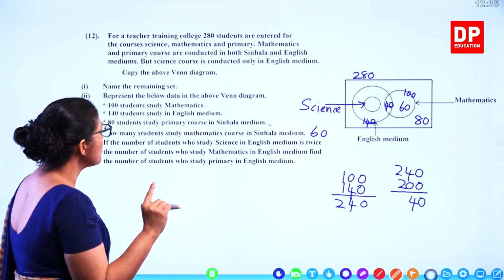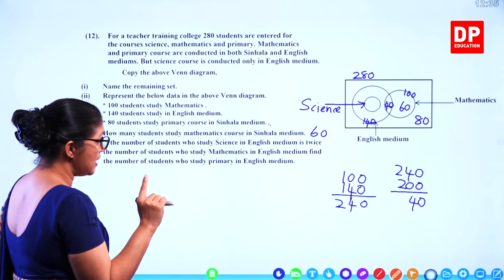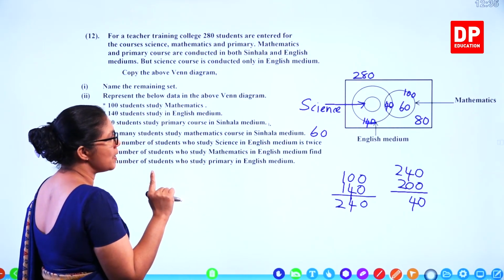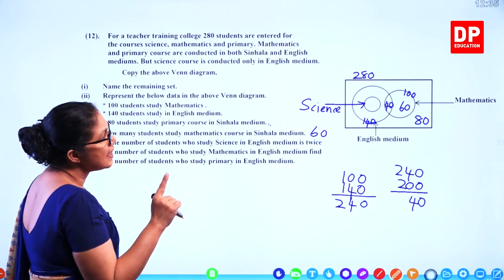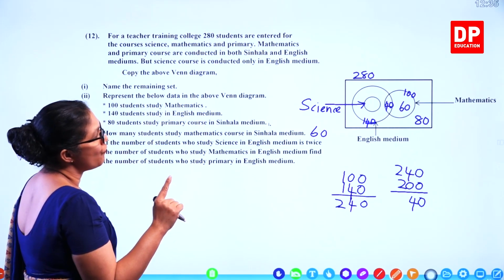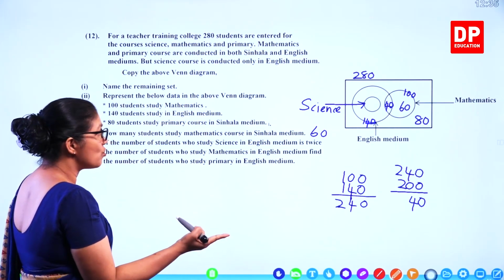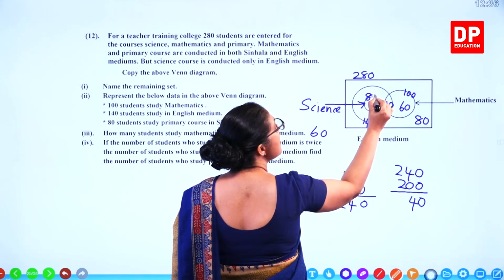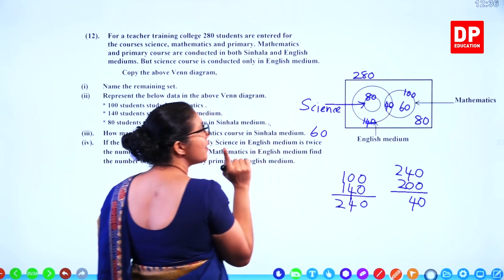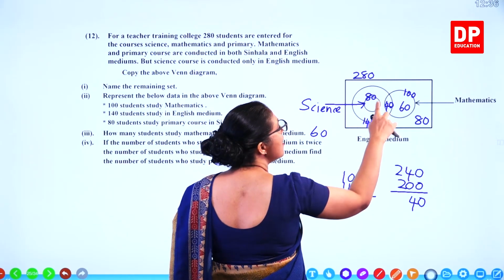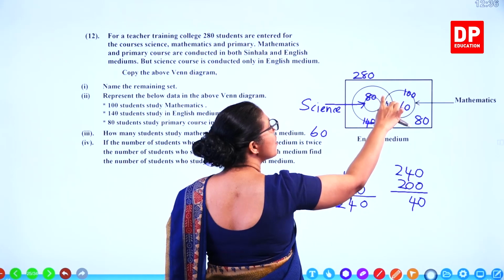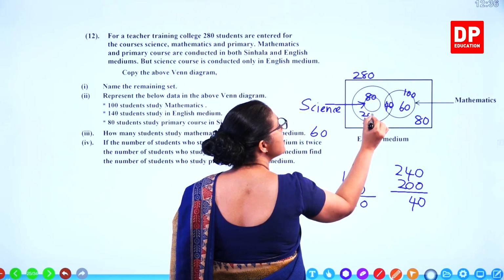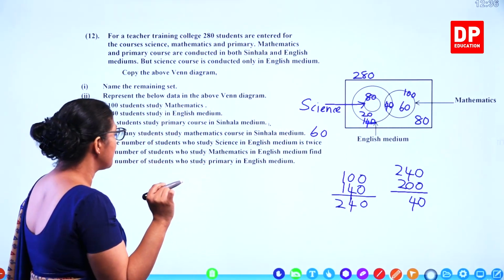If the number of students who study science in English medium is twice the number of students who study mathematics in English medium. So mathematics in English medium, that's 40. So the science students are twice of that. So that means this is 80. 40 times 2. Now we can fill the other gap. So the whole thing is 140. This is 40. That means this is 80 and this is 20. Now we can fill the values.